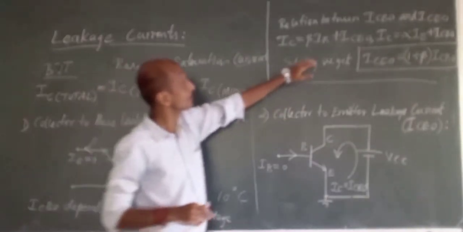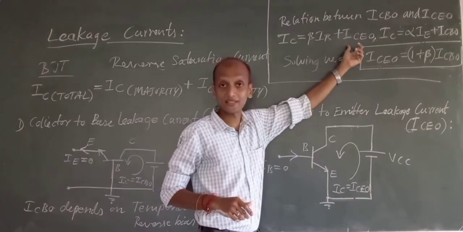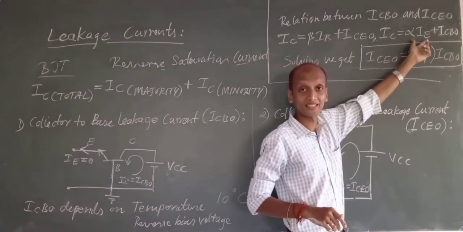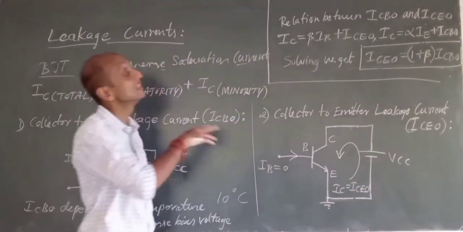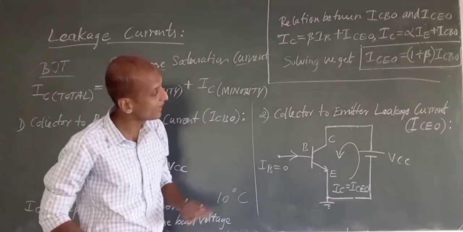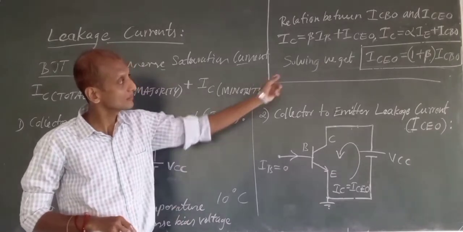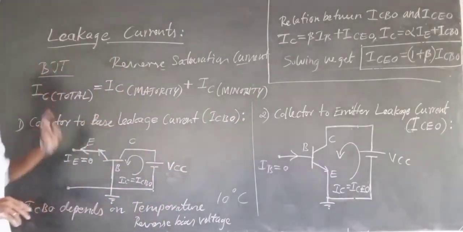Okay. So this is your total current, majority charge carriers current, minority charge carriers current. Here also the total current will be equal to majority charge carriers current and minority charge carriers current. After solving this, you will get ICEO equal to (1 plus beta) into ICBO. So remember that carefully. Then this is all about your leakage currents.